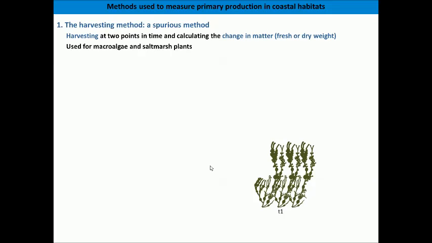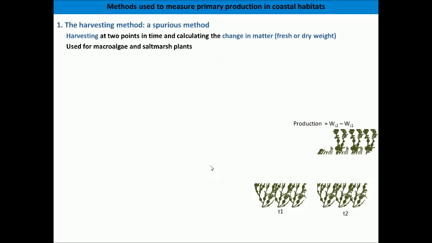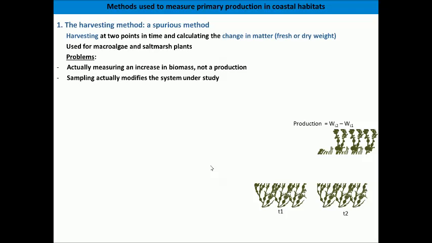At time 1, you harvest, for example, this much, and at time 2, you let it grow back and harvest again, and your difference in weight is supposed to be your production. Now, there are several problems with this approach. First, you're actually measuring an increase in biomass, not a production. Your sampling actually modifies the system under study, and at best, with many precautions, you're only measuring net primary productivity.